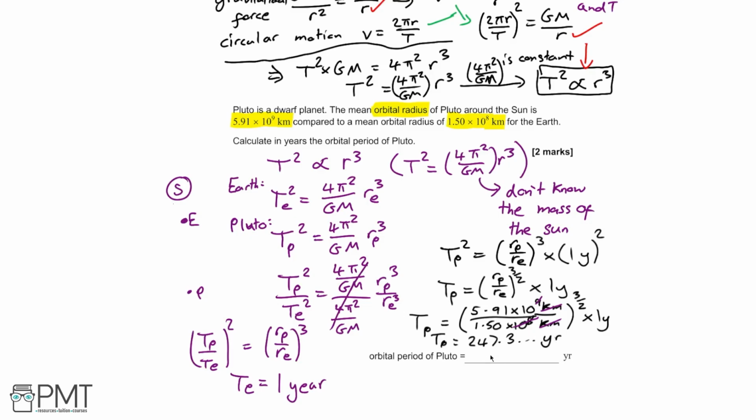And so, since the data in the question is given to 3 significant figures, then we can say that our orbital period of Pluto is 247 years. So, in this question, we got 1 mark for substituting data into an equation that's an attempt to use T squared is proportional to r cubed. And we got 1 mark for our correct final answer.